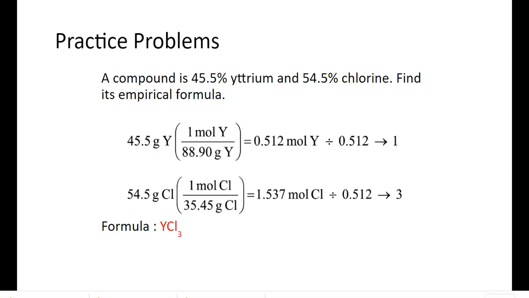So here's the thing, you will always have one element that is just 1. Okay, so one of your elements will always be 1 because it's the number of moles we're using. In this case, it was iridium. Okay, and then chlorine, when you divide it, you get 3. So my formula is IrCl3. And of course, we don't write the 1.